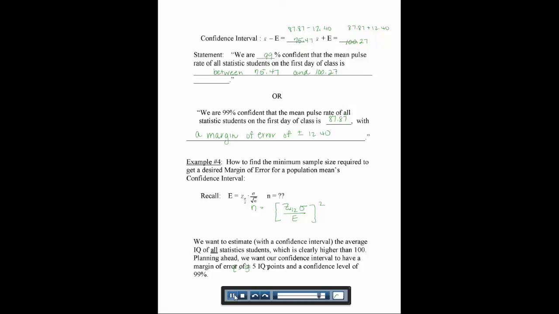So that means our Z alpha over 2 is going to be 2.575. Now, remember from previous sections when we had IQ scores, we always knew for the whole population the mean was 100 and the standard deviation was 15. So we'll use that for this problem. We need a random sample of statistics students. We want to know what's the minimum number of students we would have to sample.